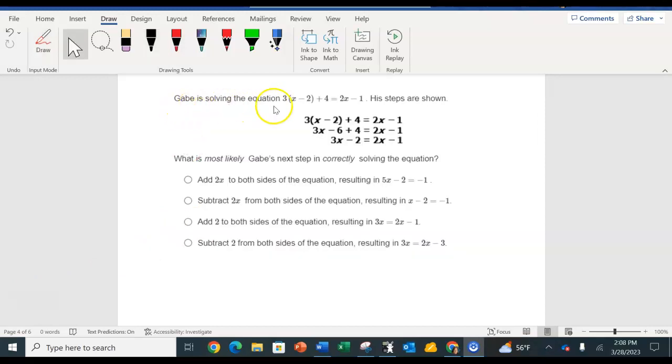All right, the next question says Gabe is solving the equation. His steps are shown. What is most likely Gabe's next step in correctly solving the equation?